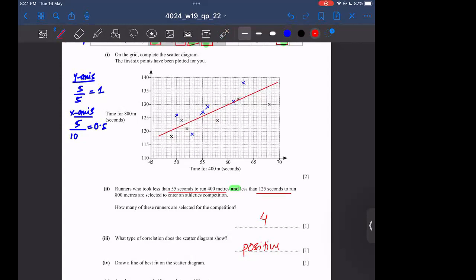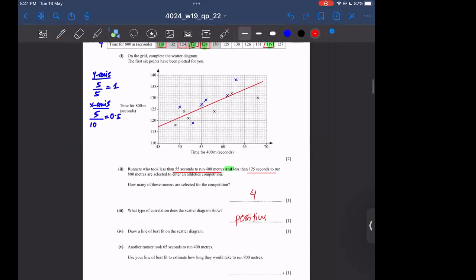Right? That shows number of points equally divided. This is the mean line of these number of points. Then it says another runner took 65 seconds to run a 400-meter race. Use a line of best fit to estimate how long they would take to run the 800-meter race.